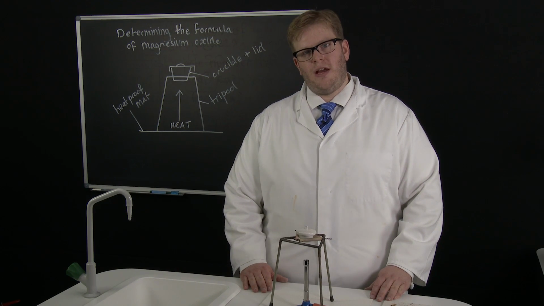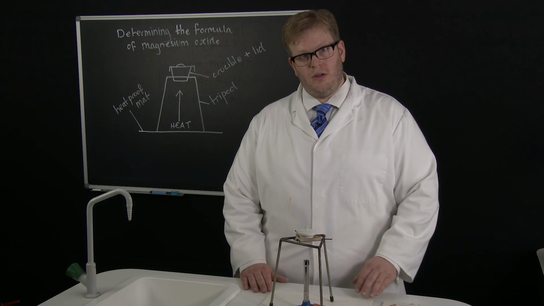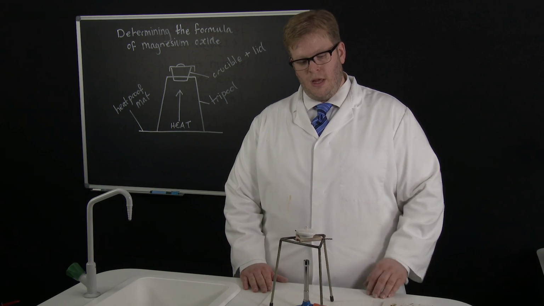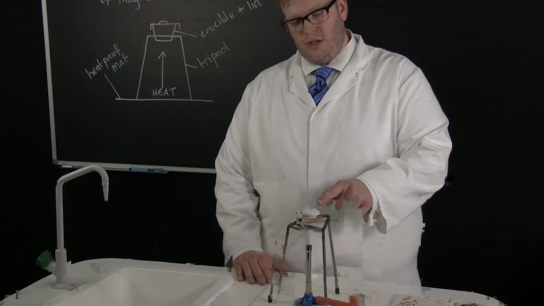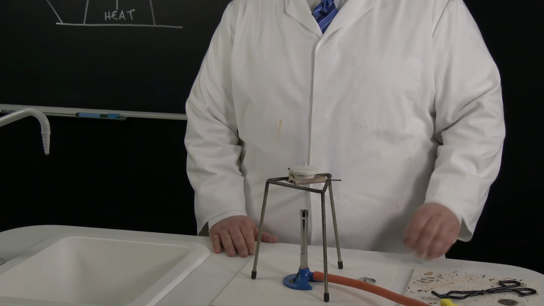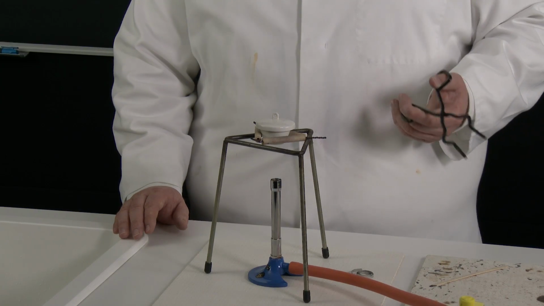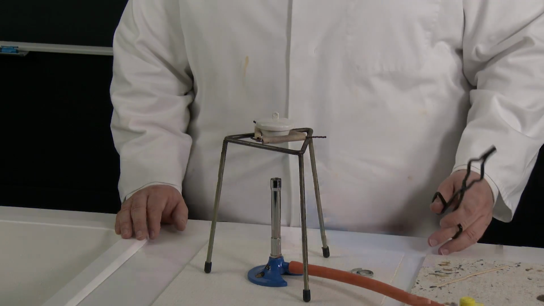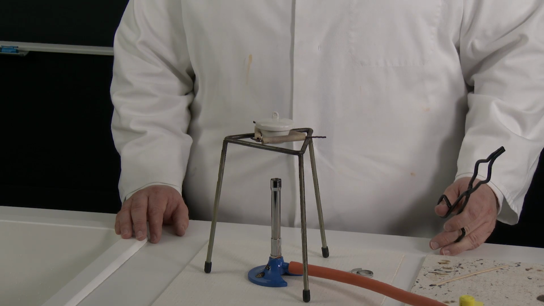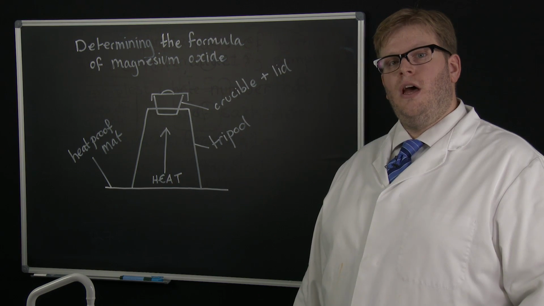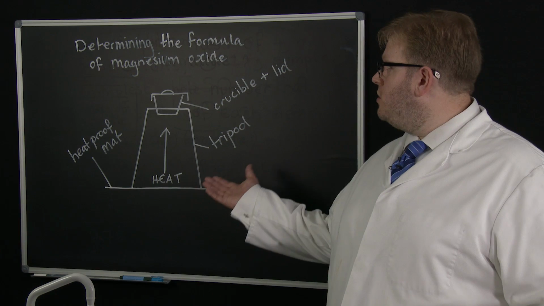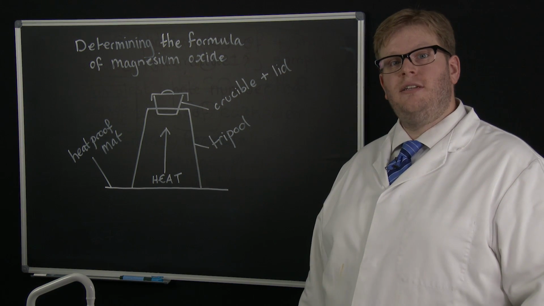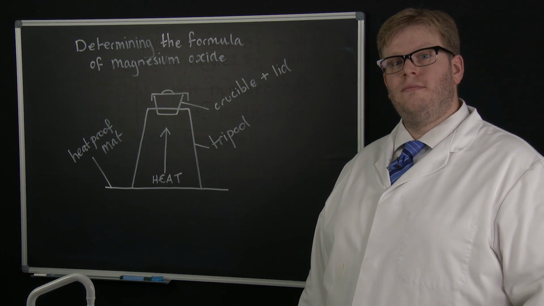It's important to carry out this experiment on a heat-proof mat because we're dealing with high temperatures. I have a clay pipe triangle which is going to hold the crucible and the lid. It's also important to have tongs available because it's going to get really rather warm. We also have a tripod and a Bunsen burner which we're going to use for heating the apparatus. I've drawn the apparatus here where you can see the crucible sitting inside the clay pipe triangle.